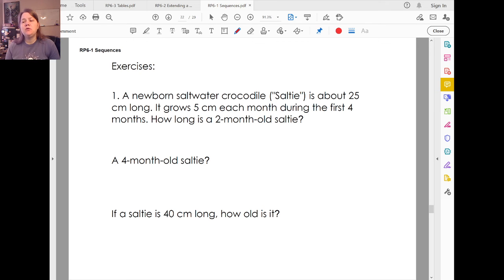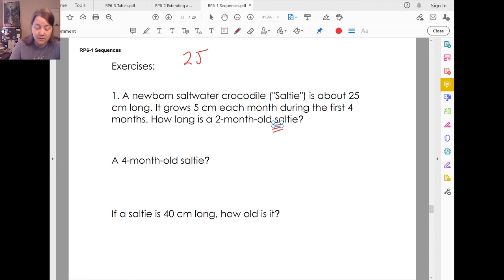So we have a newborn saltwater crocodile called Salty, about 25 centimeters long. It grows 5 centimeters each month during the first 4 months. How long is a 2-month-old Salty? Please remember, names should be capitalized. So Salty starts off at 25 centimeters. It grows 5 centimeters each month during the first 4 months.